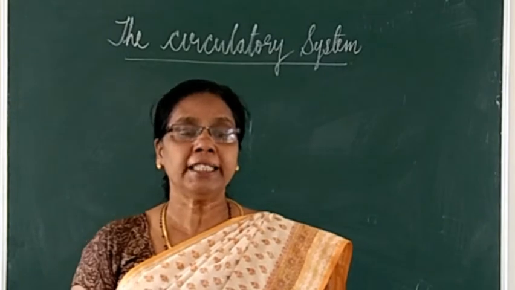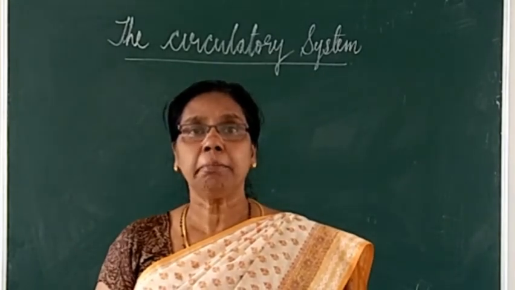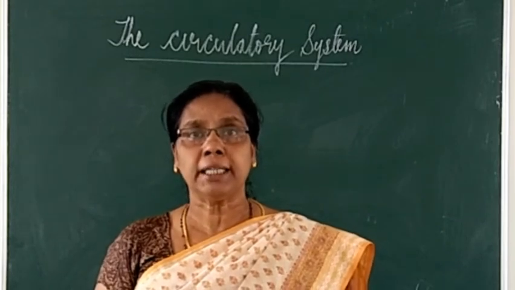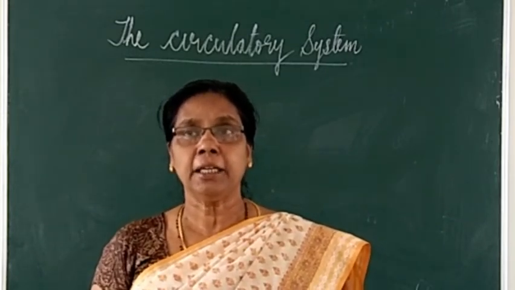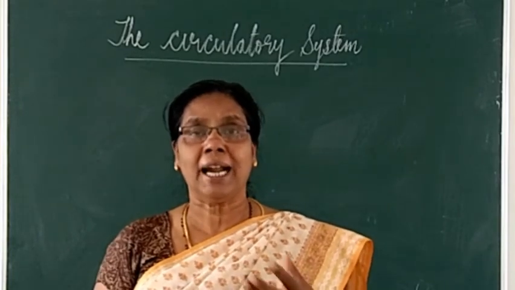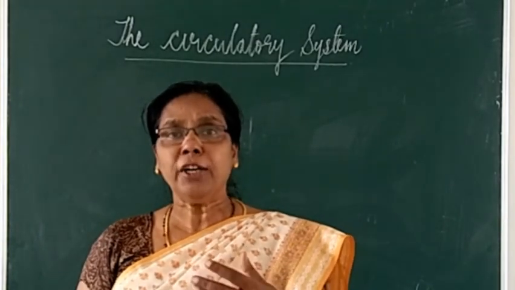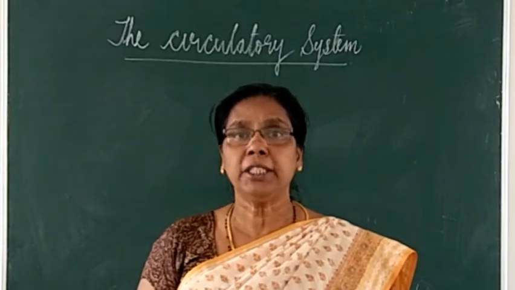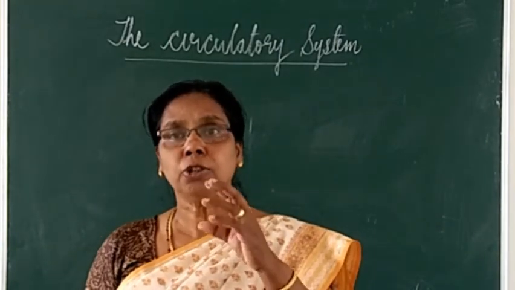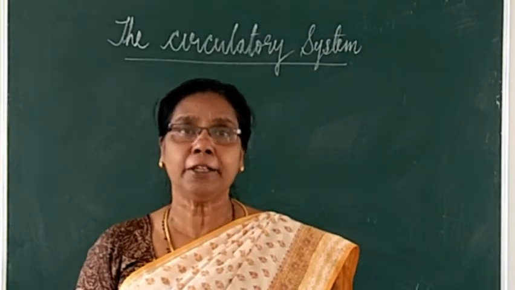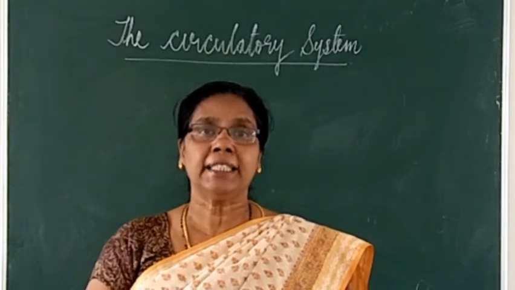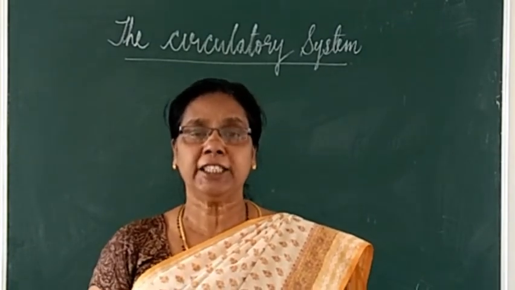Then the fourth thing is hormones secreted by the endocrine system. Different hormones are there in our body, like pituitary hormone, thyroid producing thyroxine, adrenaline, and so on. These hormones also have to reach the target organs. So there also there is a circulation of these things.